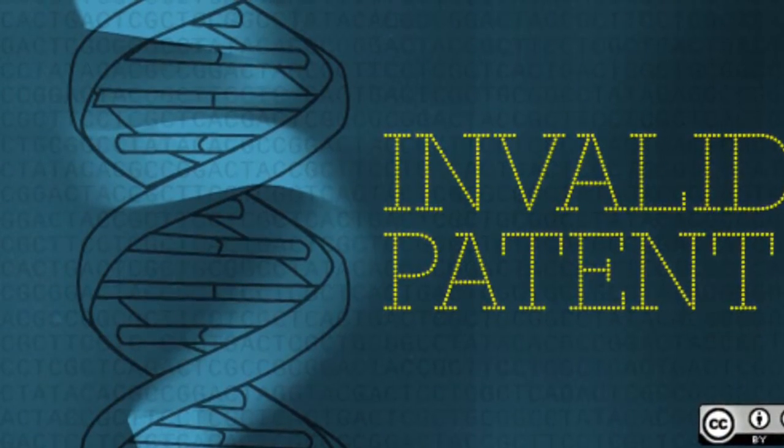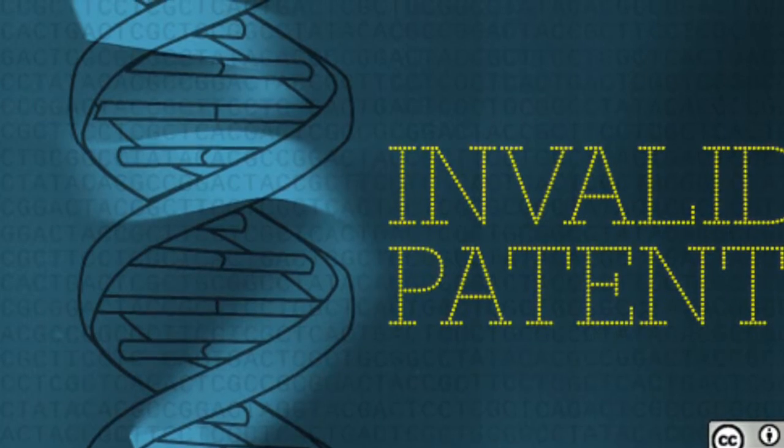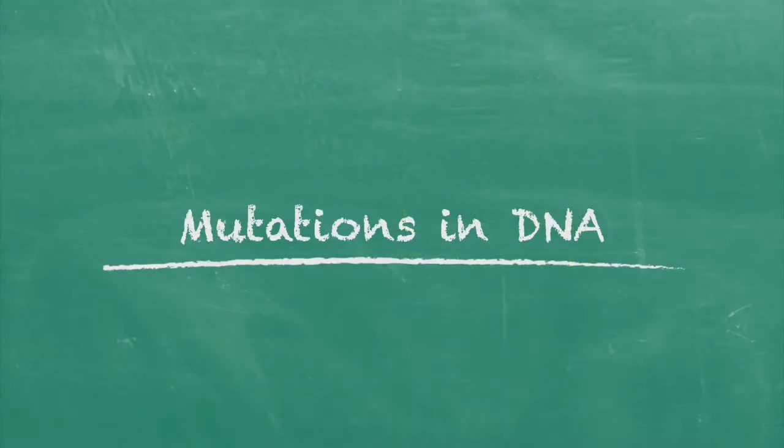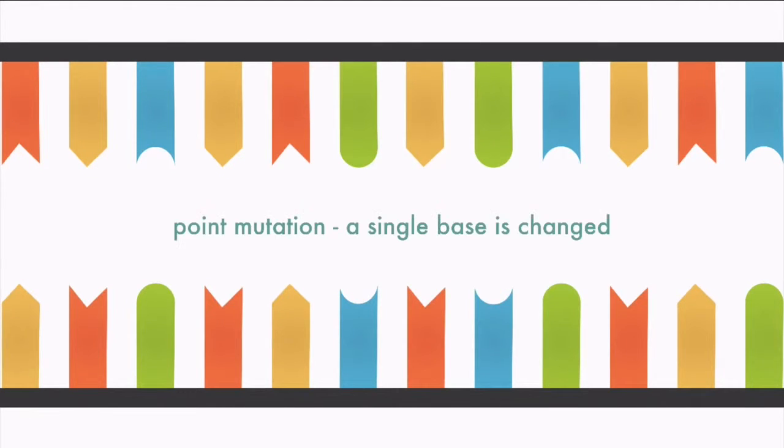Here we have a video about mutations in DNA and how they can make mistakes. DNA rarely makes mistakes, but it can happen. A point mutation changes a single base. This can change the whole amino acid, or depending on its position, could go unnoticed. Other mutations can be more damaging.